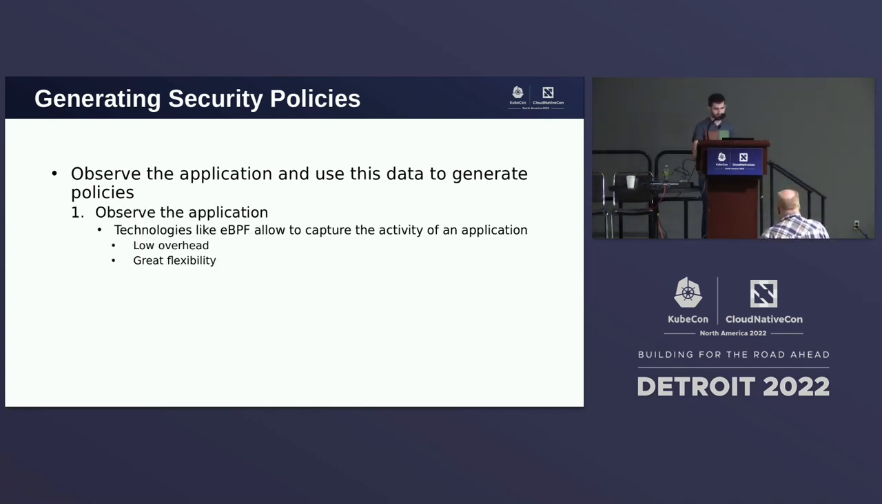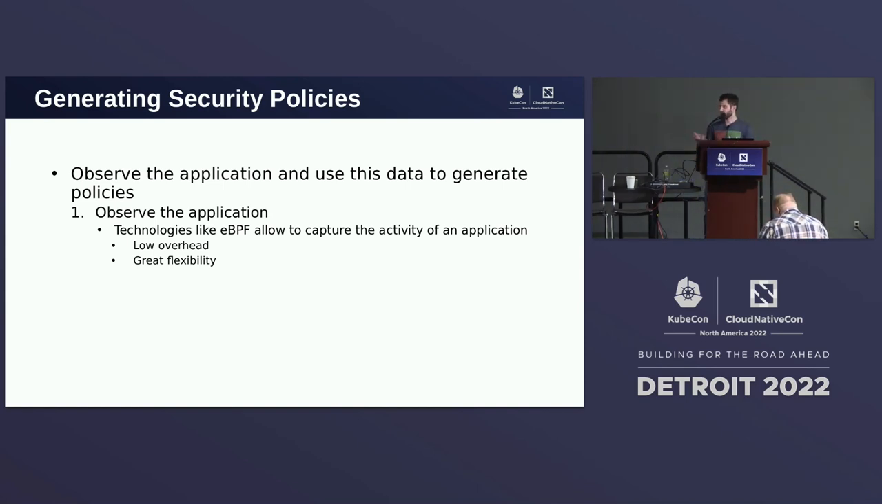So the idea is actually very simple. There are two steps. The first one is we have to observe the application. We have to understand what the application is doing. There are different technologies for that. In this case, for sure, we are going to use eBPF because it has a very low overhead. So when we are observing the application, we are not affecting its performance too much. And also eBPF is very, very flexible, so we are able to do a lot of things that we need to do there. So that's the first step.